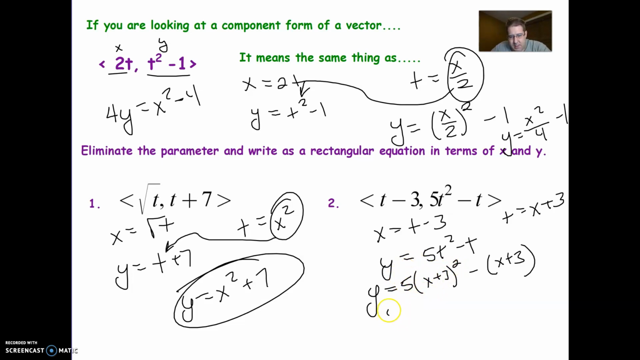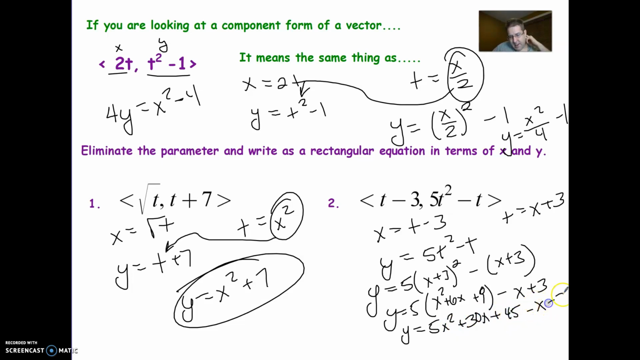Squaring x plus 3 is going to be y equals 5 times x squared. Remember, multiply by itself is 9, and then these two terms by each other and double it, because FOIL, outers and inners, are going to be the exact same thing. 3x doubled makes 6x plus 9. And then minus (x plus 3). Next thing I'm going to do is multiply that 5, so distribute. 5x squared plus 30x plus 45 minus x minus 3.